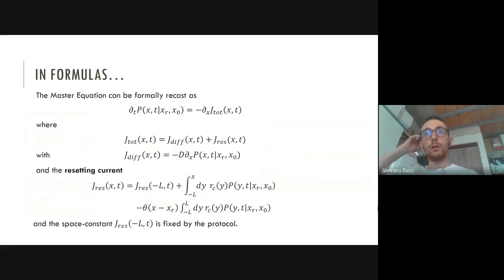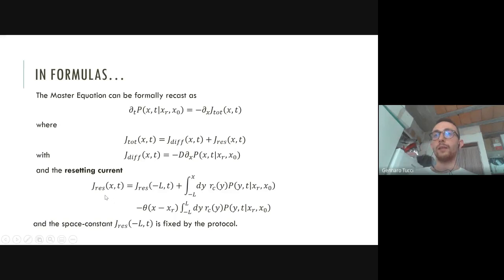This can also be understood mathematically by employing the master equation. In particular, since the probability is always conserved at each time, we can define a total conserved current, called J_tot, which is the sum of two currents. One is the usual diffusive current given by Fick's law, given in the third equation. The second contribution to the total current is the resetting current. This resetting current can be analytically computed by integrating the right-hand side of the master equation, and this leads immediately to the equation at the bottom of the page.